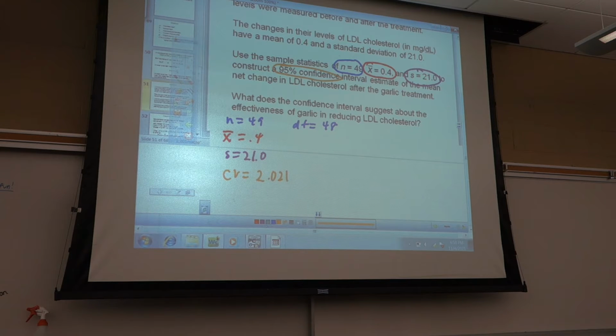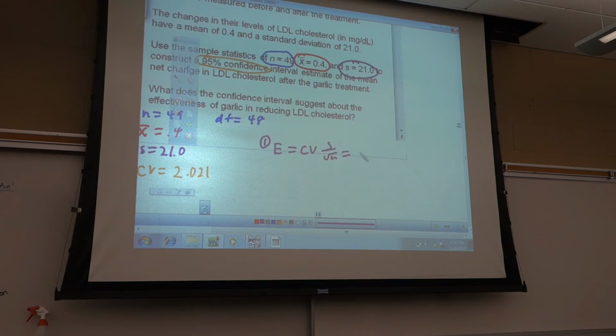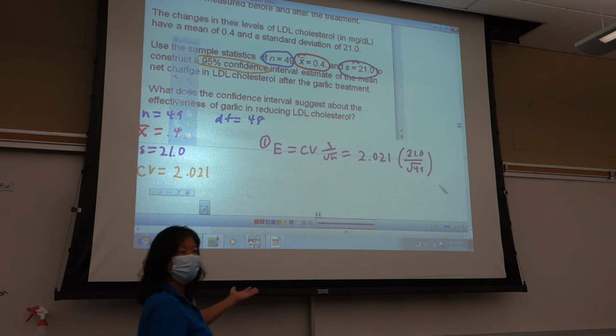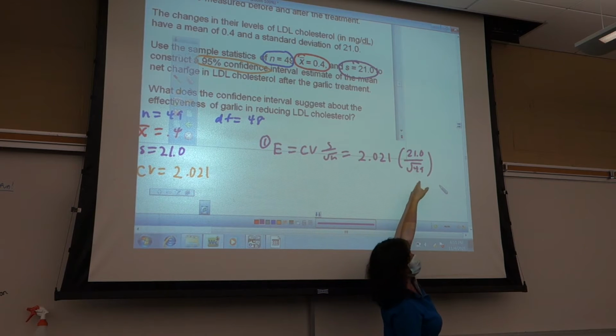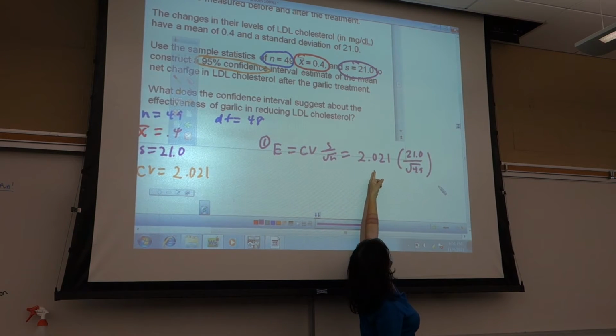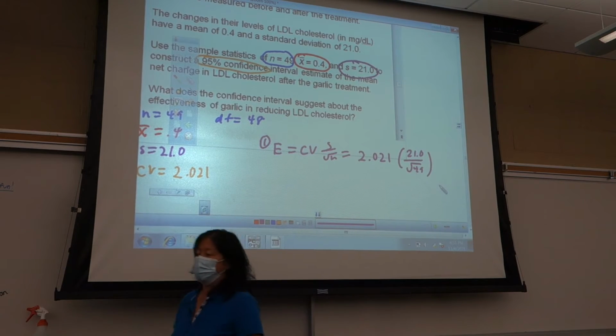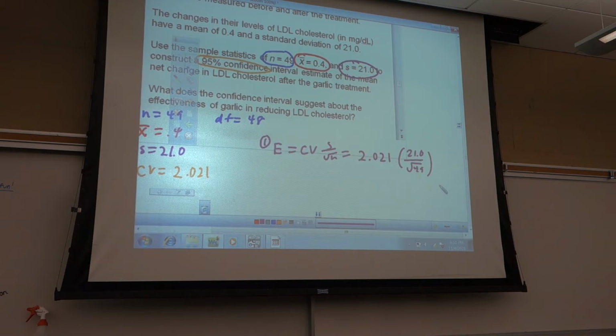Now I need to find my error. So step 1 is finding my error. It's my critical value times s over square root of n. My critical value is 2.021. My s is 21.0. My n is square root of 49. Oh yeah, I remember this. This is great because square root of 49 is just 7. 21 over 7 is 3. Everybody with me? Yeah. So this is just 3. So 3 times this: 2 times 3 is 6, 0 times 3 is 0, 2 times 3 is 6, 1 times 3 is 3. So this becomes super straightforward. 6.063. I need a calculator for that one. That's nice. Next one.